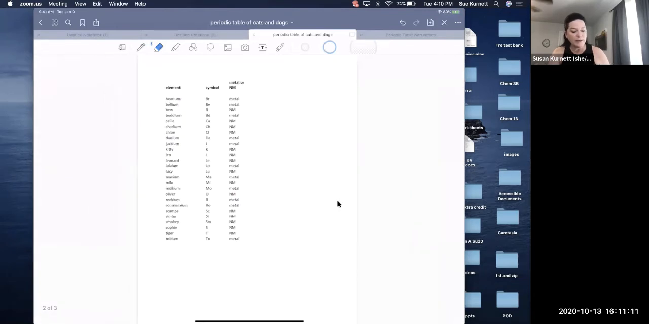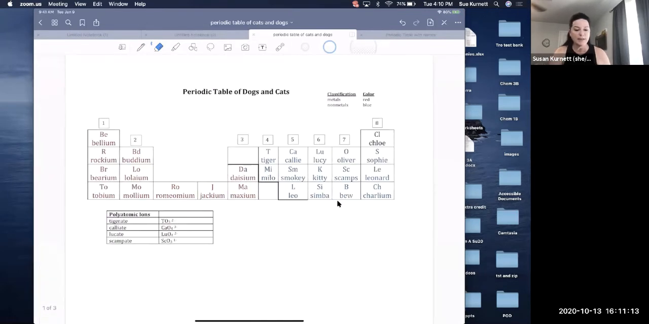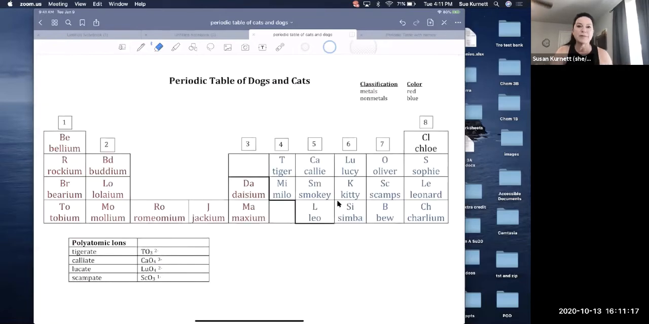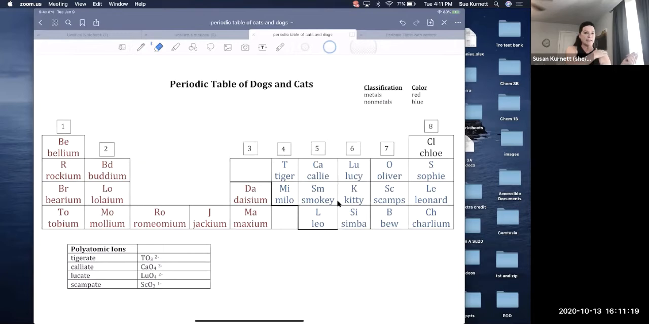And so I have made a periodic table for you, and I didn't know what to pick. If somebody has an opinion about this, I can change it to something else, but I picked pets. So this is the periodic table of dogs and cats. And we have dogs acting as metals and cats acting as nonmetals.